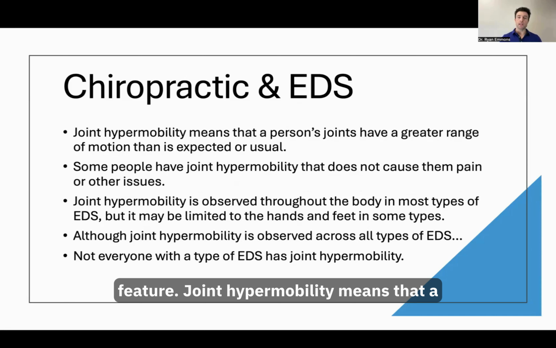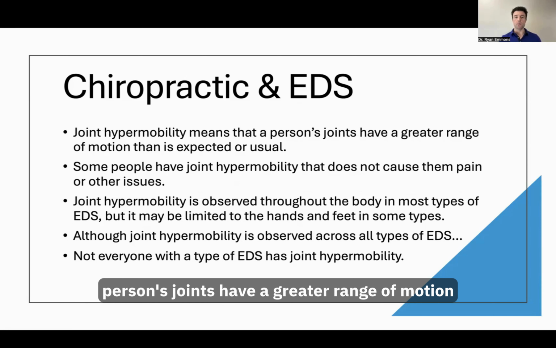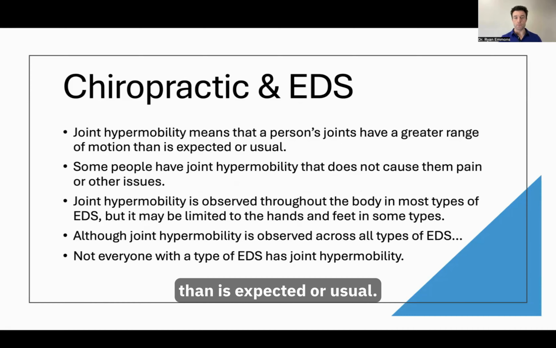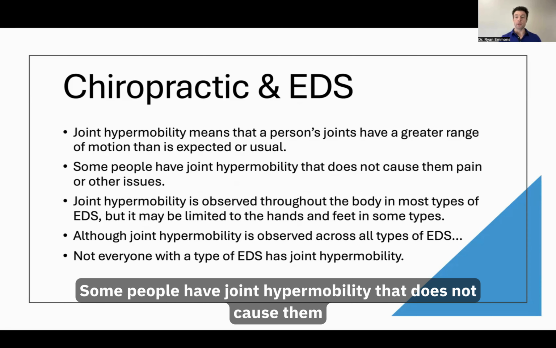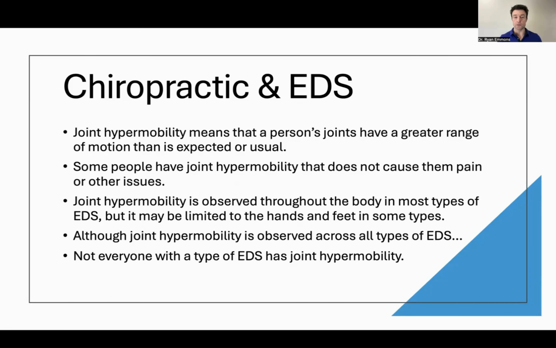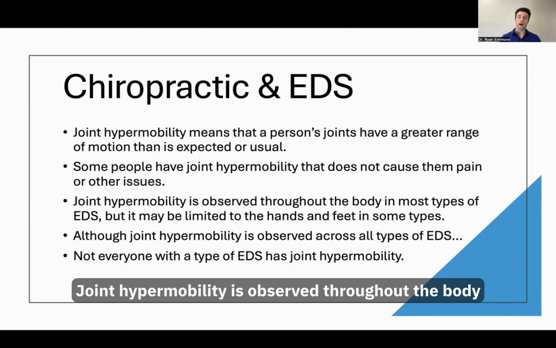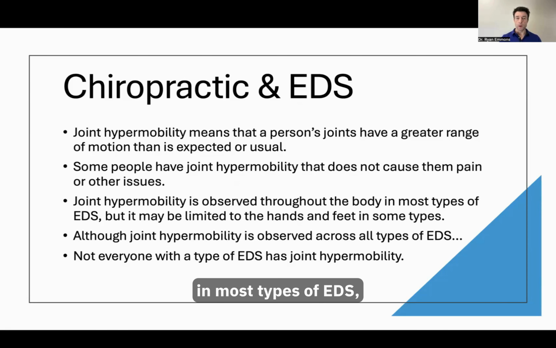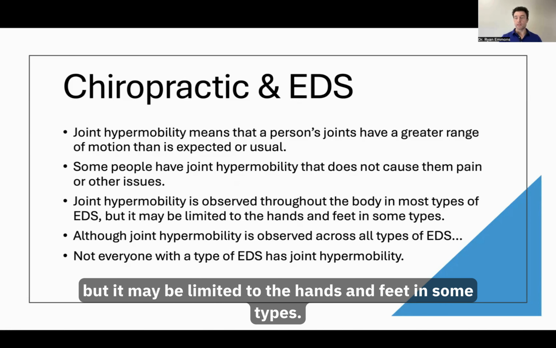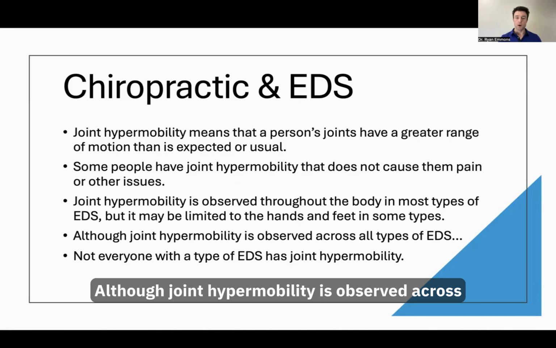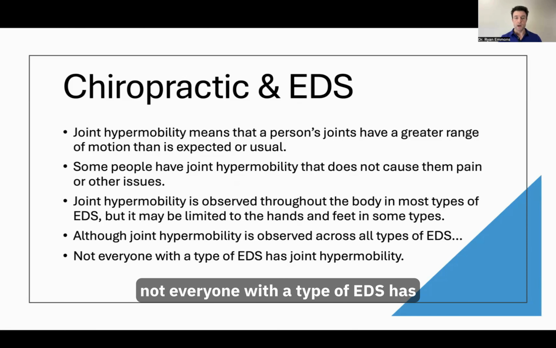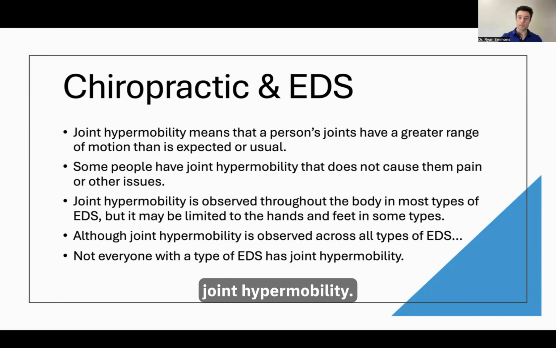Joint hypermobility means that a person's joints have a greater range of motion than is expected or usual. Some people have joint hypermobility that does not cause them pain or issues. Joint hypermobility is observed throughout the body in most types of EDS, but it may be limited to the hands and feet in some types. Although joint hypermobility is observed across all types of EDS, not everyone with a type of EDS has joint hypermobility.